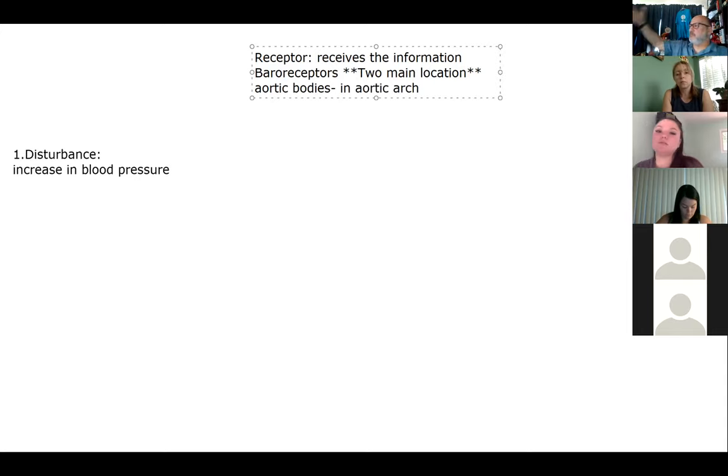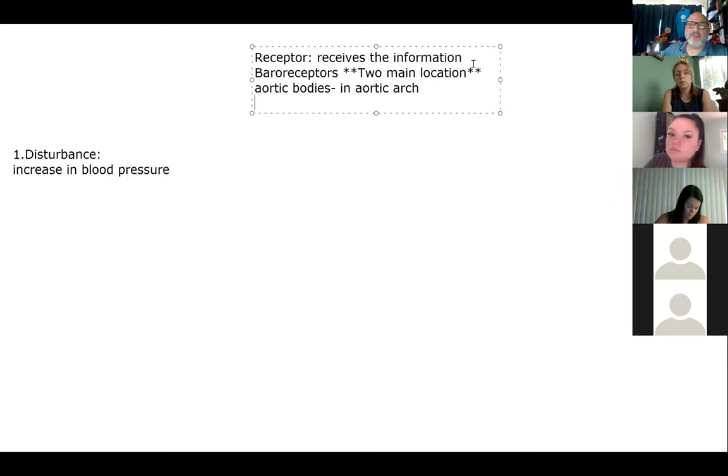And basically they are monitoring the blood pressure and the chemical composition of blood that is being sent throughout the body. The second main location for these baroreceptors is in the carotid bodies.